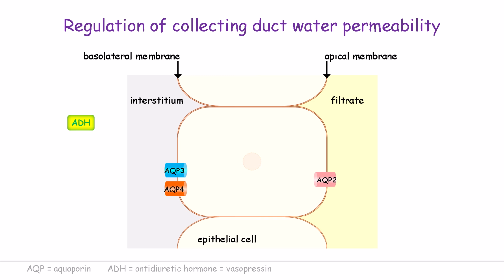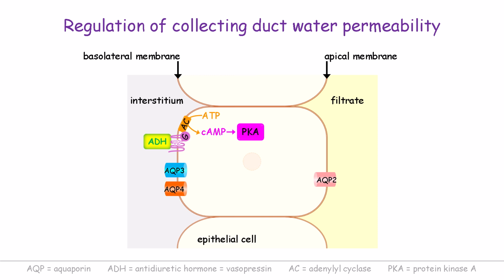Vasopressin binds to V2 receptors on the basolateral membrane. These are G protein coupled receptors that activate the Gs protein to stimulate the enzyme adenylyl cyclase. This enzyme converts ATP into cyclic AMP, which then activates protein kinase A. Protein kinase A phosphorylates aquaporin II proteins located in intracellular vesicles. This modification triggers the vesicles to translocate to and fuse with the apical membrane, inserting aquaporin II channels into the surface of the cell.